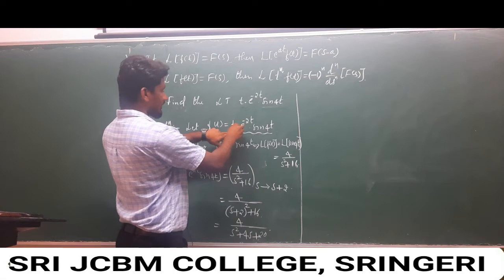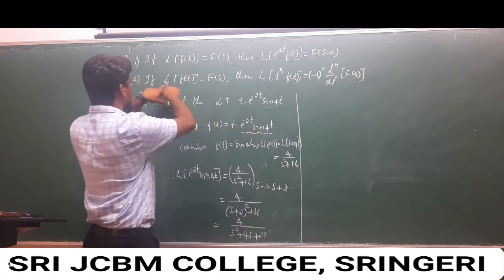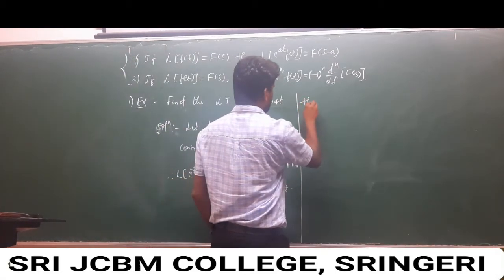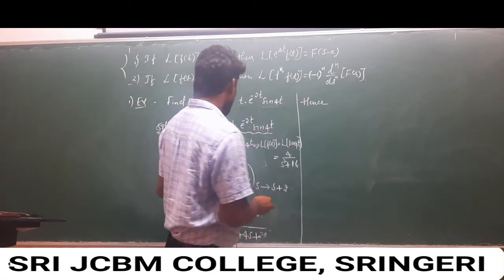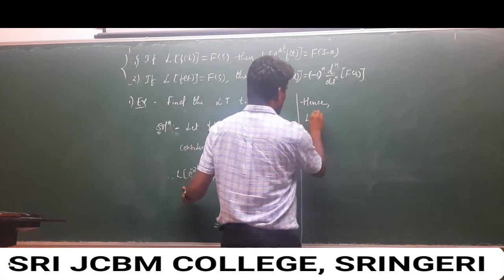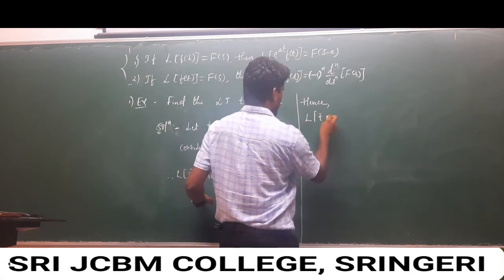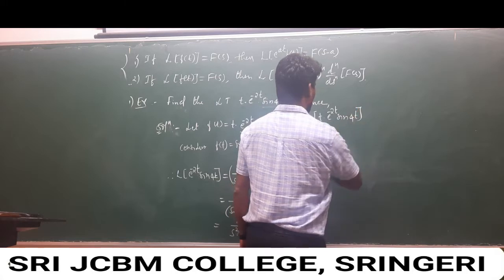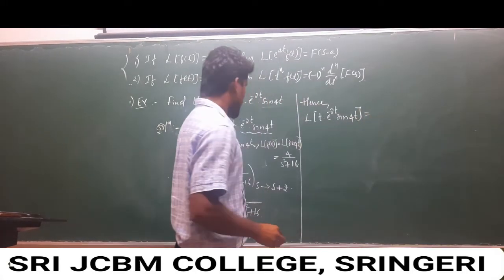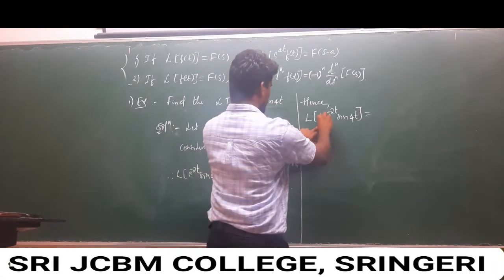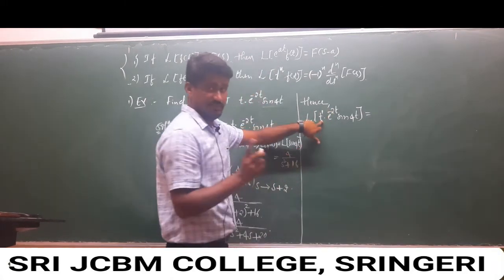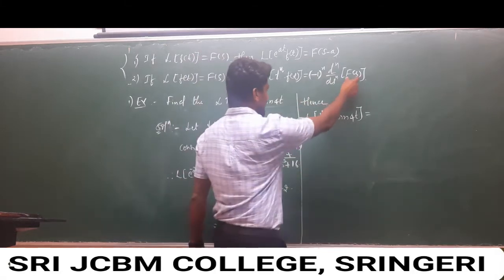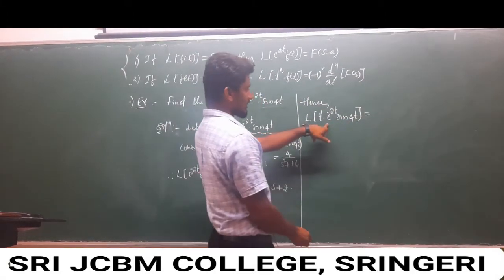So look here, t is multiplied with this term. It means we have to apply the second property, that is the derivative of the transform property. Hence, the Laplace transform of t e to the power minus 2t sin 4t is equal to, t to the power 1 is there, n value is 1, so minus 1 to the power 1 and the first derivative of F of s. This is our F of s for this condition.